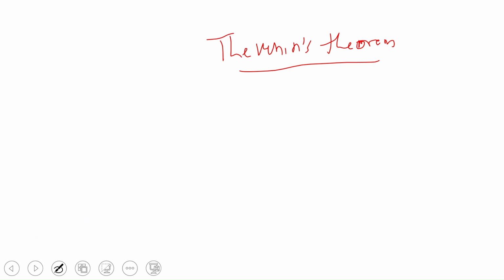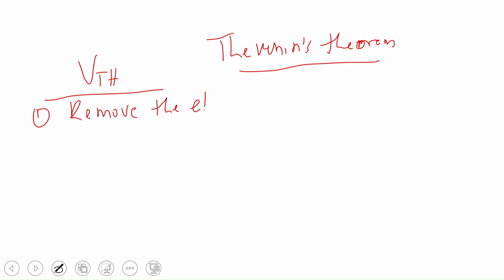In part 1, we concluded on how we need to find VTH and RTH, and we looked at that practically. And then we ended with how we are going to find it by hand calculation. So now, we concluded that we need to find VTH. And how are we going to find VTH? Number 1, we are going to remove the element we want to find the current in. Try to watch the part 1 so that you can follow. So you remove the element you want to find the current in. Number 2, we are going to find VTH. But the question is, how are we going to find VTH?